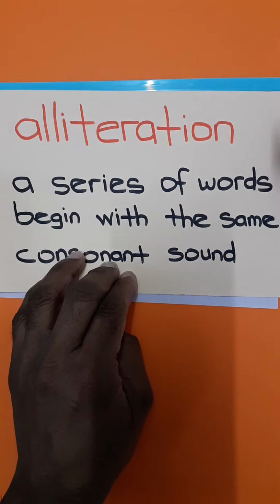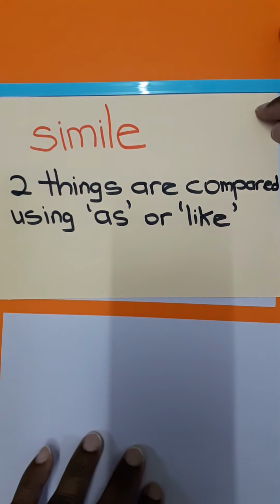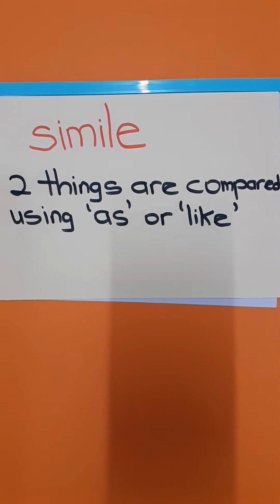And the last one will be, it begins with the letter S. It has 3 syllables. Do you remember? Yes, simile. 2 things are compared using as or like. For example, as beautiful as the rose. She is as beautiful as the rose. It can also be written as she is beautiful like the rose.